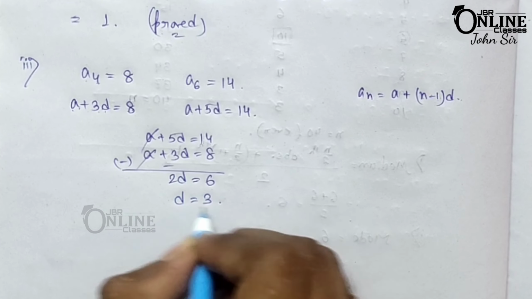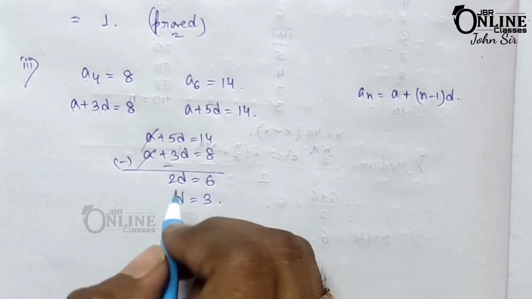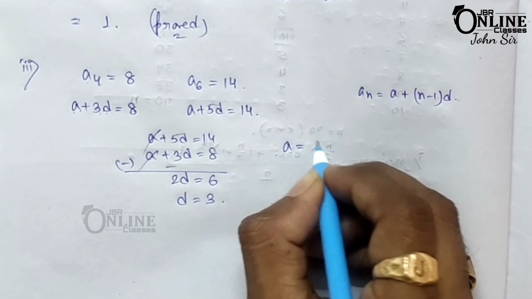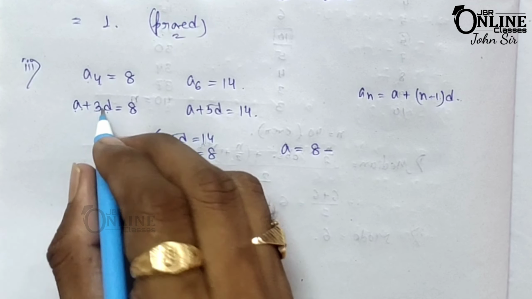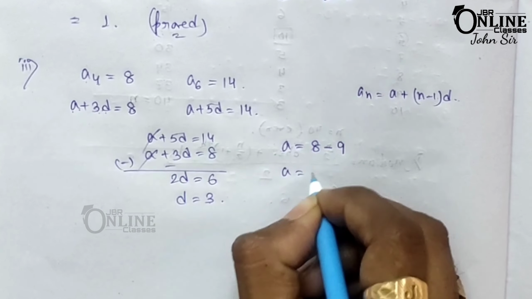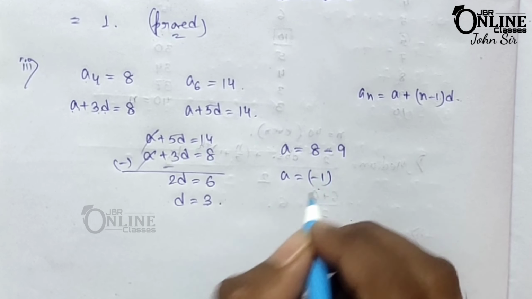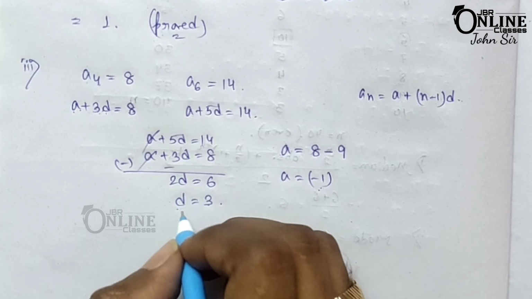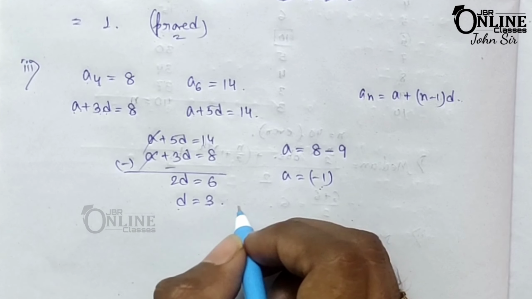So now if d equals 3, just put the value of d in any one equation and you will get the value of a. That means here 8 minus 3d, 3 into 3, that means 9. So here a equals minus 1. So that is the first answer. Here the first term will be minus 1 and the common difference equals 3. Now the third.